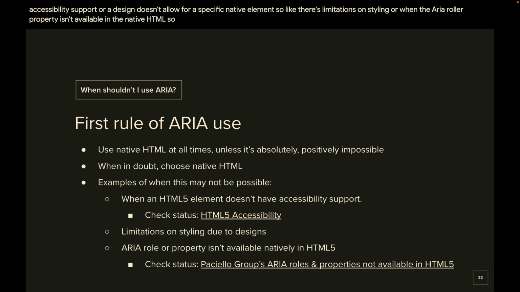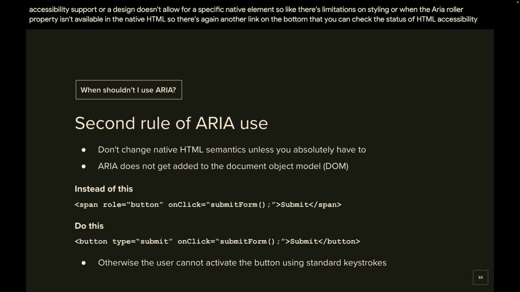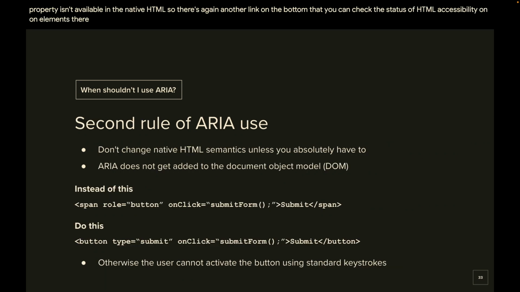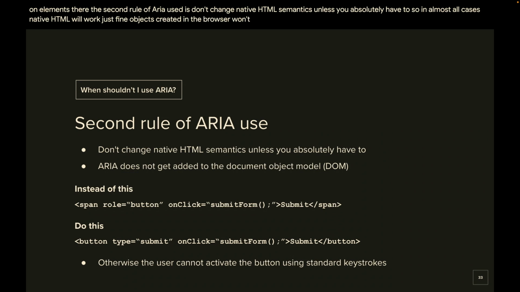So there's, again, another link on the bottom that you can check the status of HTML accessibility on elements there. The second rule of ARIA use is don't change native HTML semantics unless you absolutely have to. So in almost all cases, native HTML will work just fine. Objects created in the browser won't automatically become what they're trying to emulate.